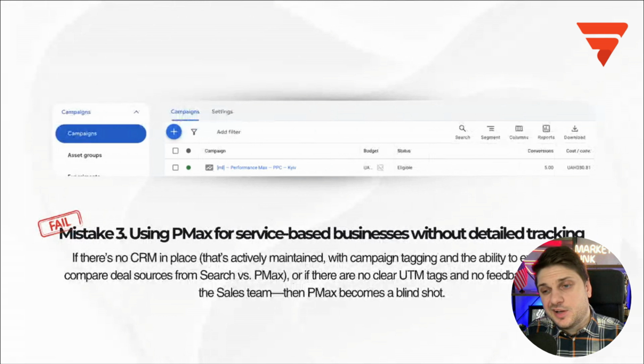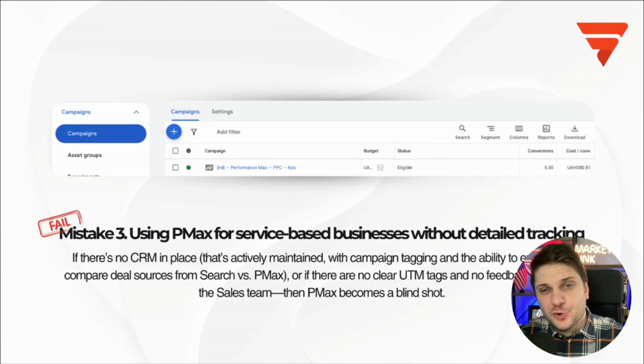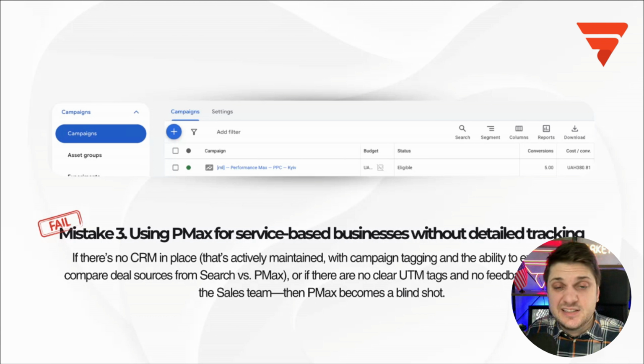Also, let's talk a little about services businesses. Currently, Google tries to push you, no matter which business you are running, to use PMax campaigns for services businesses. One popular mistake is if you don't have a CRM, or don't have enough tracking settings to understand which lead was from which campaign.